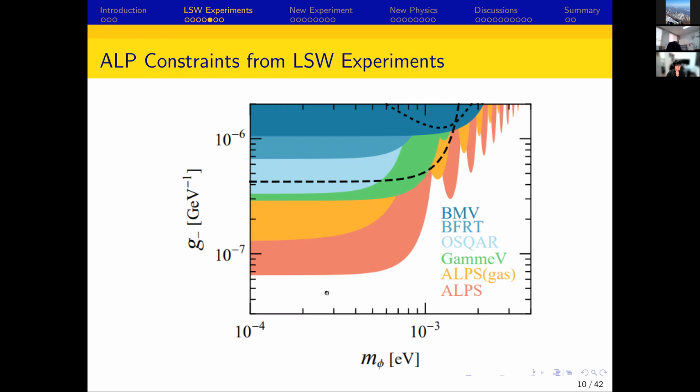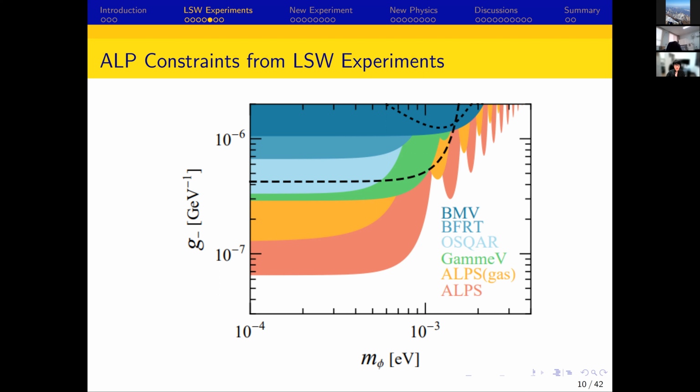Also, I want to mention GammeV, which is another LSW experiment, which corresponds to this green region. So we compared our new experiment setup with these two experiments.